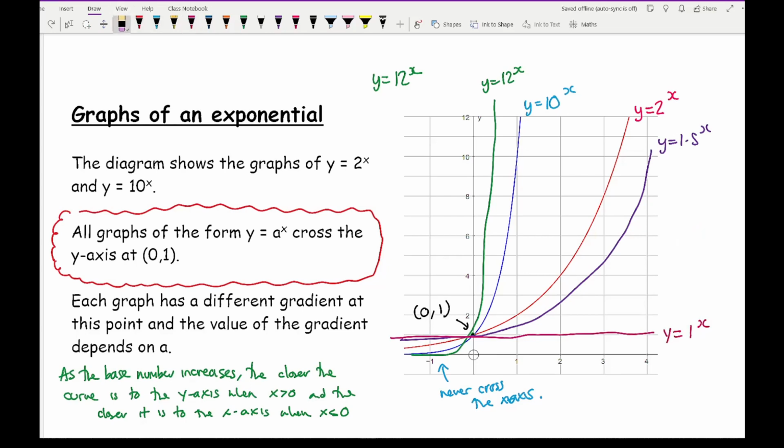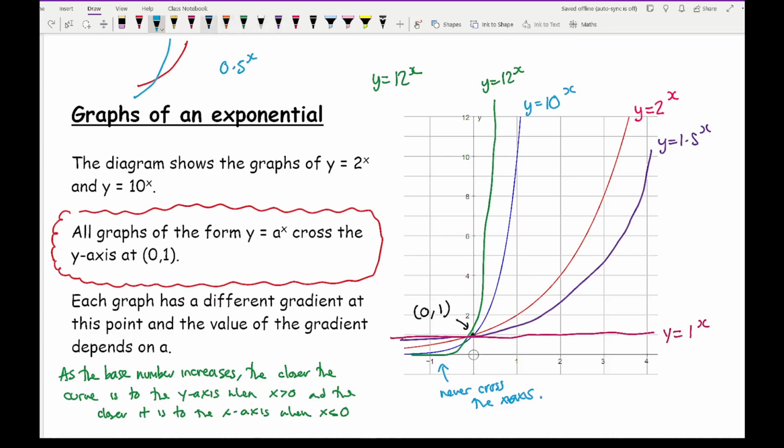So anything where the base number is greater than 1 will look like this curve. And the bigger the base number, the higher the gradient is going to be. Now if I then plot, let's say, 0.5 to the power of x, well that's not going to go below the line.